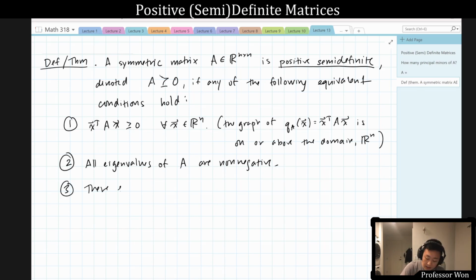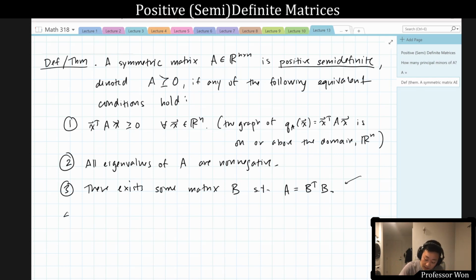Third, there exists some matrix B such that A is equal to B transpose B. To me, this one is the most surprising. I can imagine that the eigenvalues of A tell you something about what the graph of the quadratic form will look like. All the eigenvalues being non-negative seems pretty reasonable to translate to the quadratic form always being non-negative. I could believe that. But that you can write A as B transpose B if and only if all of the eigenvalues are non-negative isn't intuitively obvious to me. We will see why, but it's a surprising fact. If you asked me to guess before I knew any linear algebra, I would never have guessed this equivalent condition.